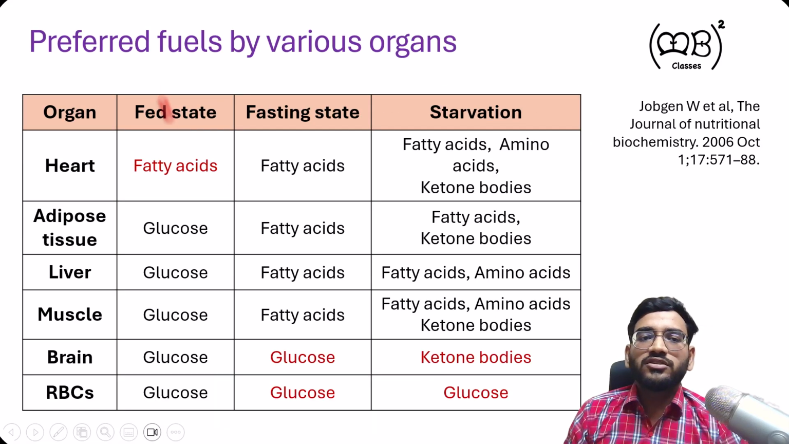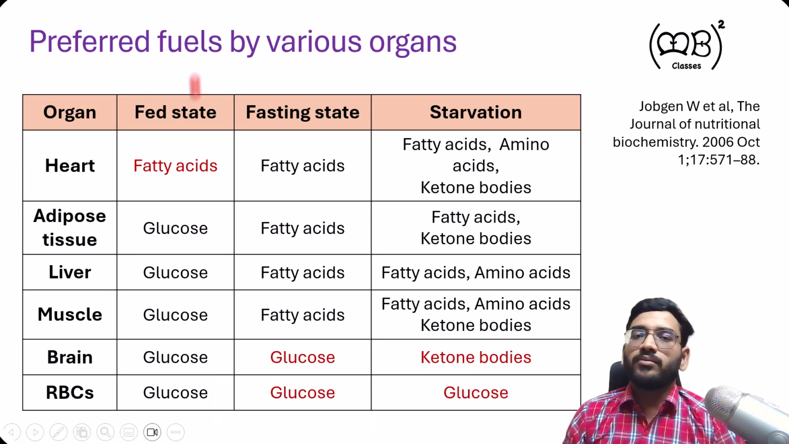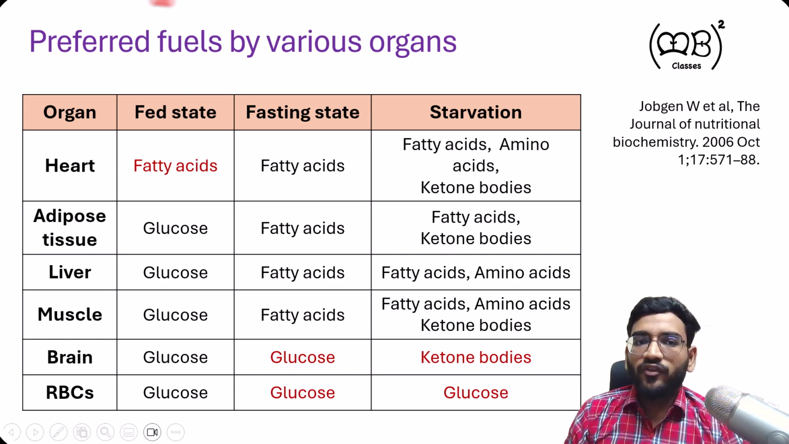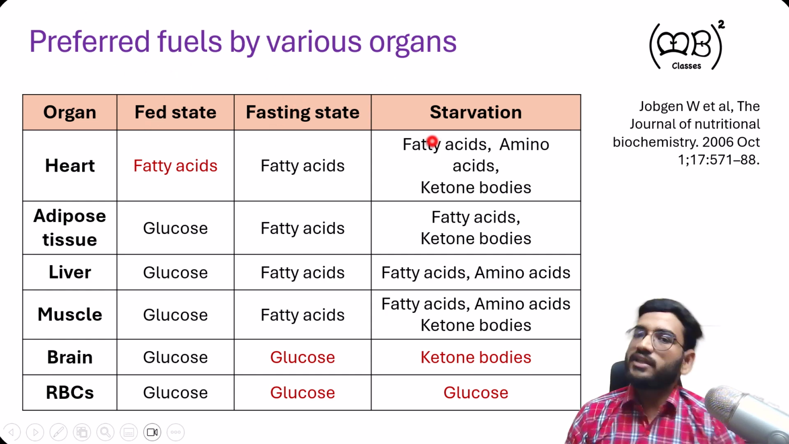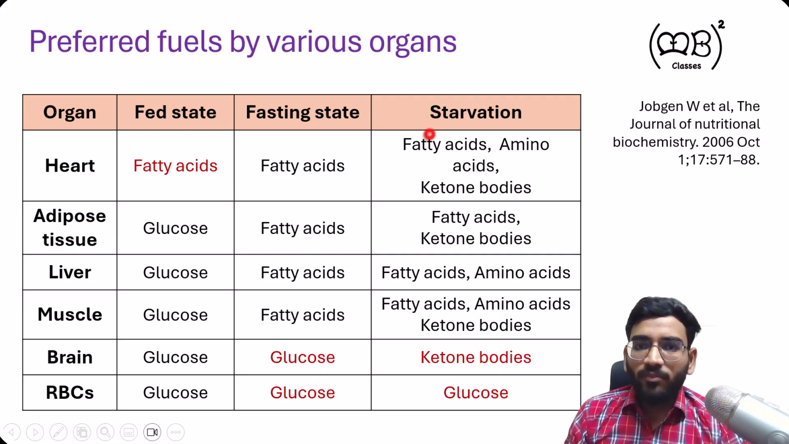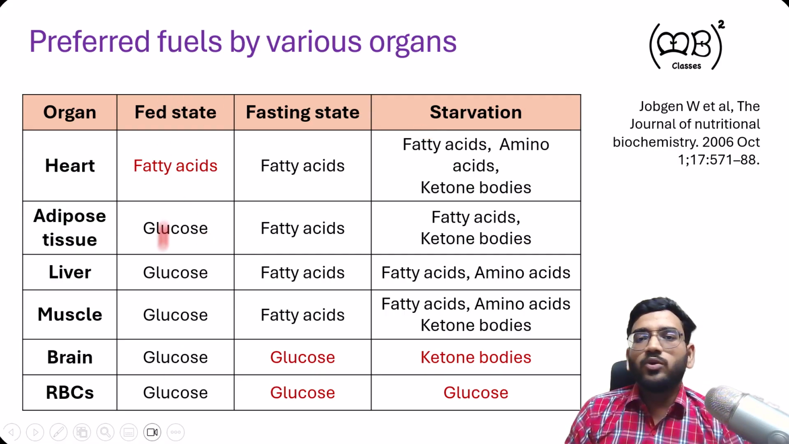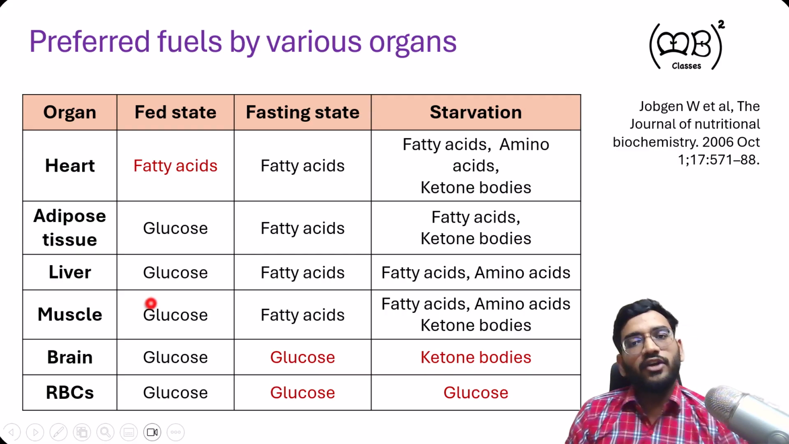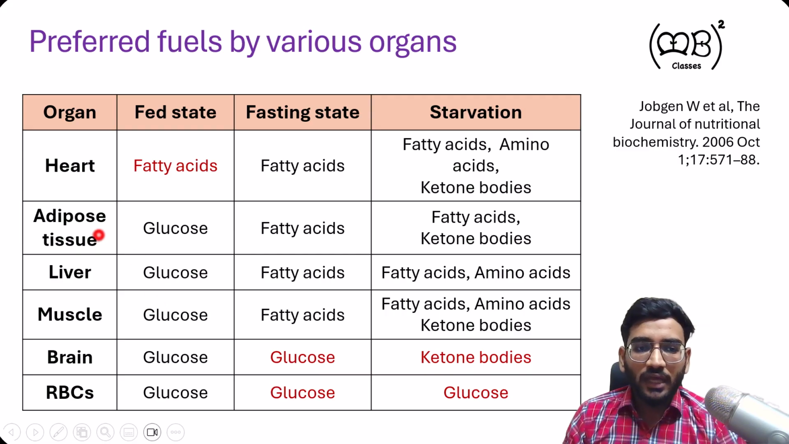That is because some organs prefer different fuels. So there are different fuels preferred by different organs in different states, like fed state, fasting state, and starvation. To remember that easily, we'll consider that in the fed state everybody uses glucose because there is plenty of glucose available in the fed state. Everybody uses glucose except the heart.